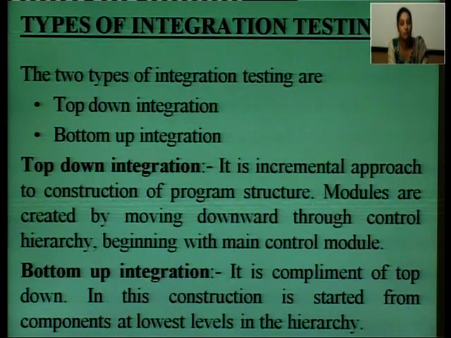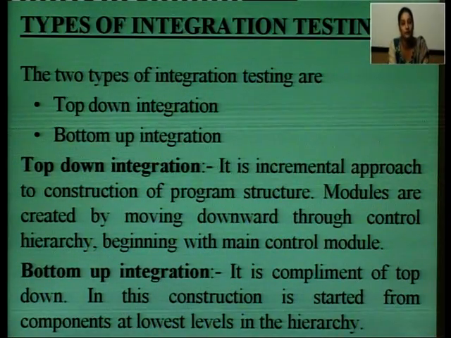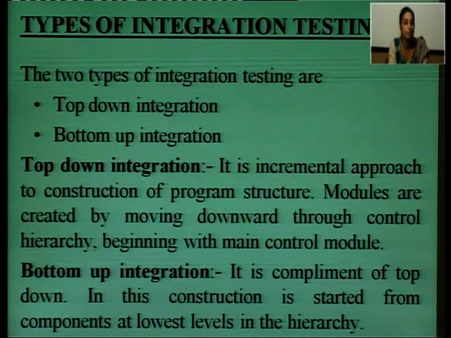Now the second one is bottom-up integration. It is the complete complement of top-down integration. In this we start from the lowest level of the hierarchy and then go up to the higher level. We start from the bottom and go up to the upper levels. In the previous one we started from the top and went downward, toward the bottom of the tree or hierarchy.